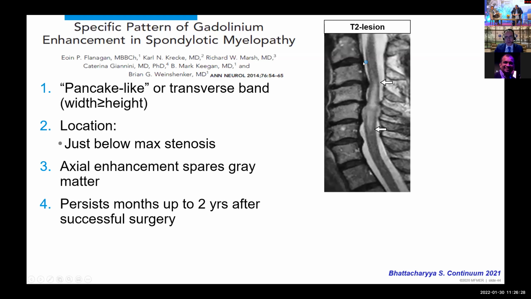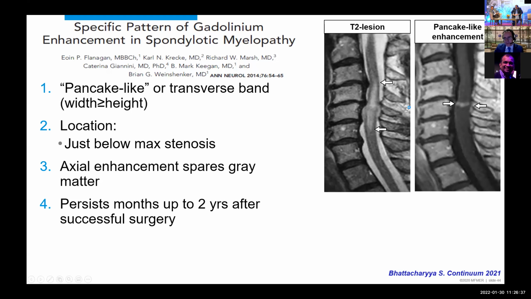So what we know is that with cervical spondylosis, in about 15% of patients, you'll have T2 signal abnormality. But in about 7%, you can see associated enhancement. And the enhancement tends to form this transverse band where the width is greater than or equal to the height. Usually with transverse myelitis or inflammatory etiologies, the enhancement will go all the way through the lesion. So if you see this fine transverse band of enhancement, and on the axial images, it's called the pancake sign.